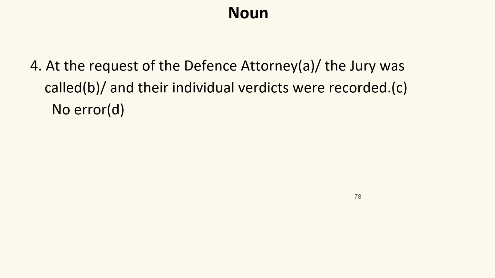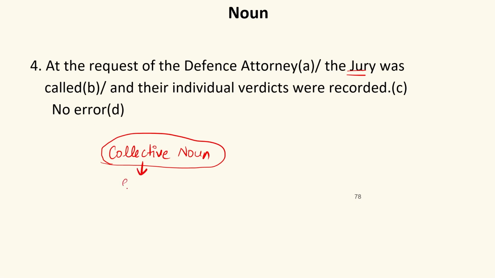Now, at the request of the defense attorney, the jury was called and their individual verdicts were recorded. In this sentence, we have the word jury. Jury is actually a collective noun. Now let us see this concept. This is very important. Collective nouns are always considered singular because a collective noun is a group of something. So we use the singular form of verb with it.